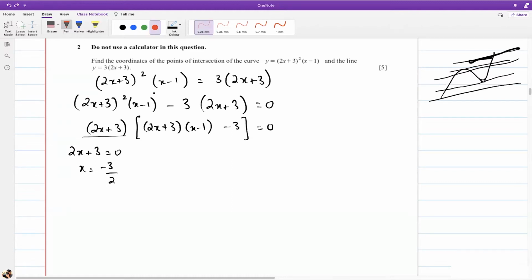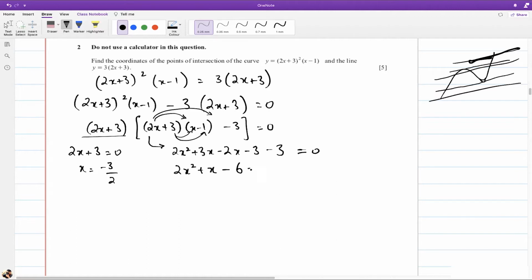All right. For the other part, the part that's inside here, this becomes 2x squared plus 3x minus 2x minus 3 minus 3, and this whole thing is equal to 0. So you just FOIL it: first, outer, inner, and last. So you just open them up like that. And so you get 2x squared plus x minus 6 equal to 0. You can try to factorize this, or you can start with the quadratic formula. Any of those methods would be fine.